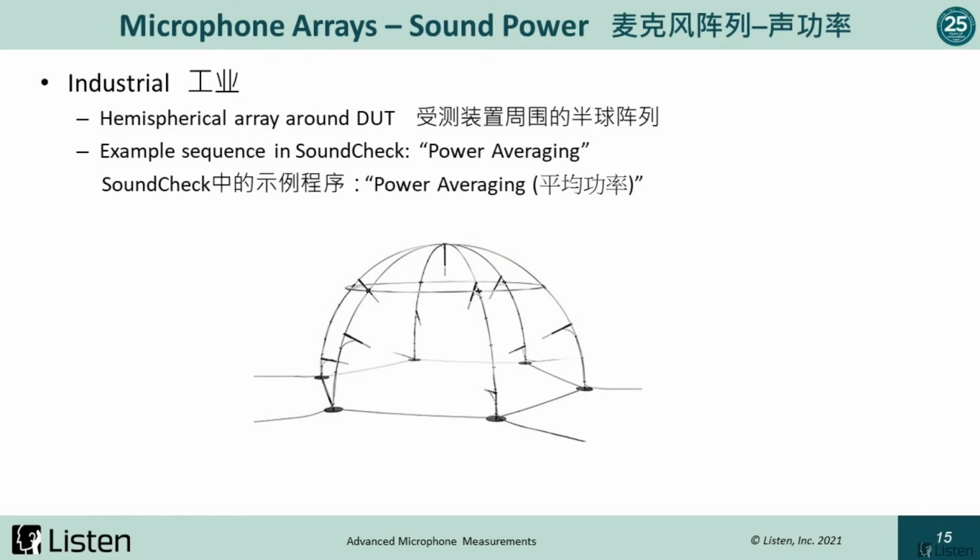And sound power in industrial applications, we might have a hemispherical array around the device that we're testing. There is an example sequence in SoundCheck in the how-to examples folder in your sequences folder, and it's called power averaging. So it'll give you a good idea of how you can do this type of measurement using SoundCheck. And here's just an example of what a hemispherical array might look like, a series of microphones that would surround whatever our device under test is.